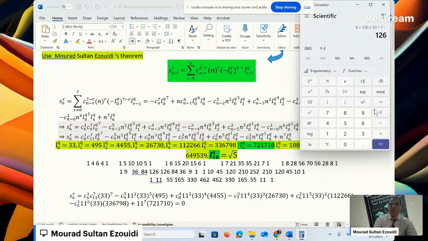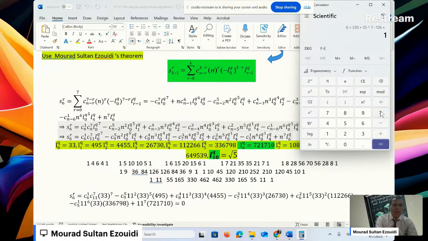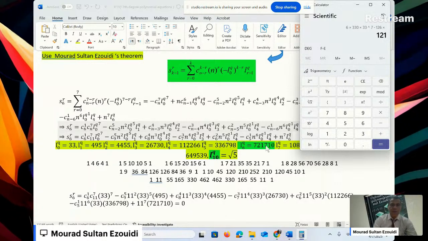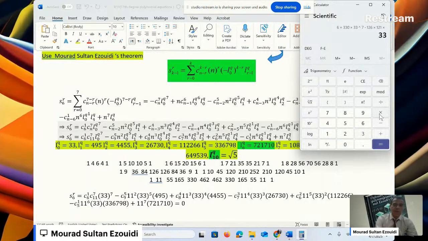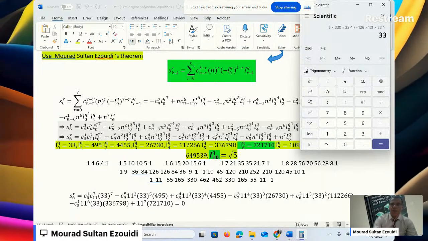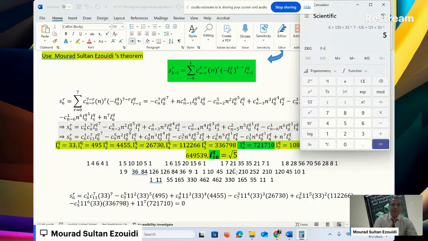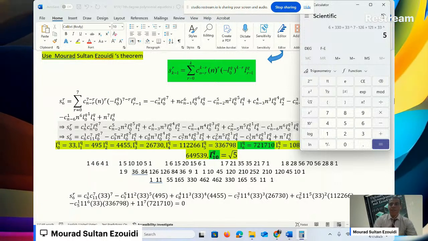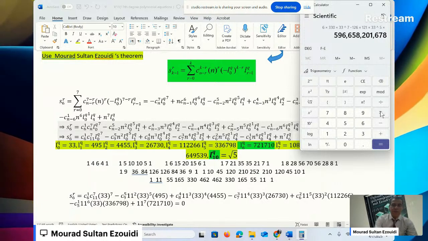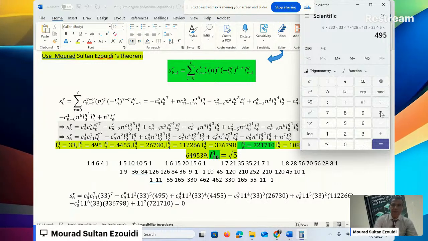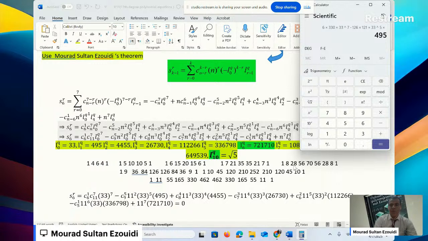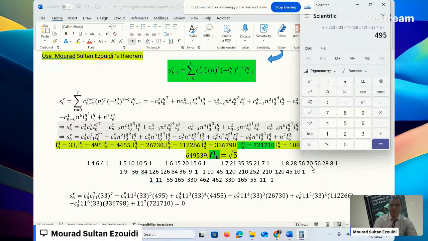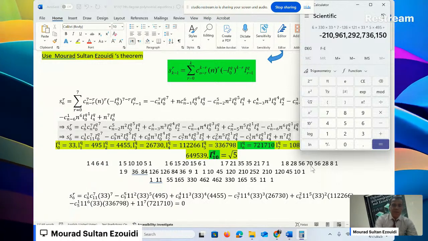Multiplied by 11 squared. Multiplied by 147. Multiplied by 33 to the power 5. Multiplied by 495. Then plus 8 to square. 1, 2, 3, 4. Means plus 70.